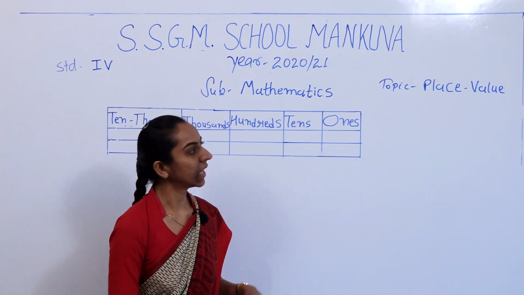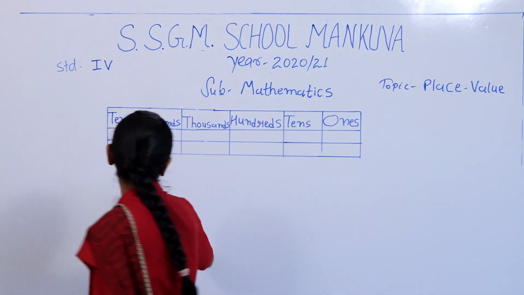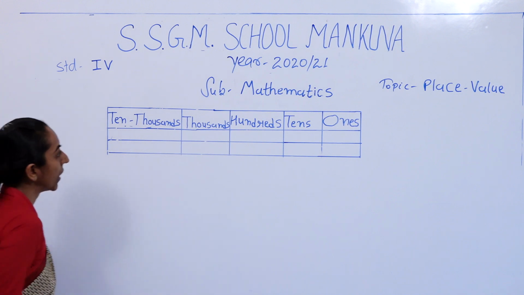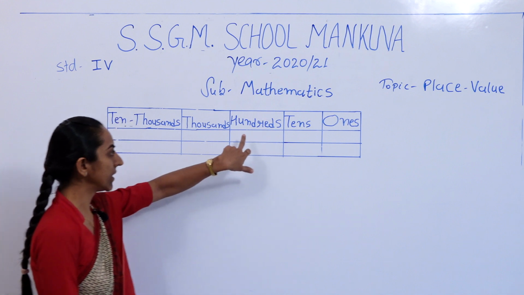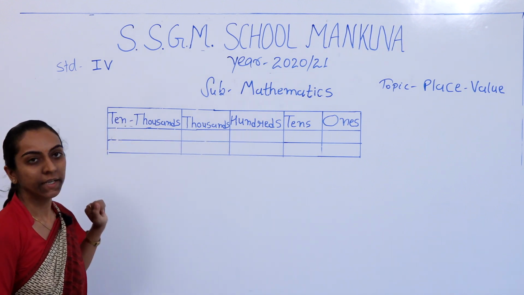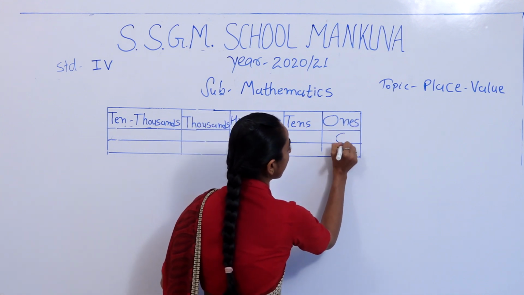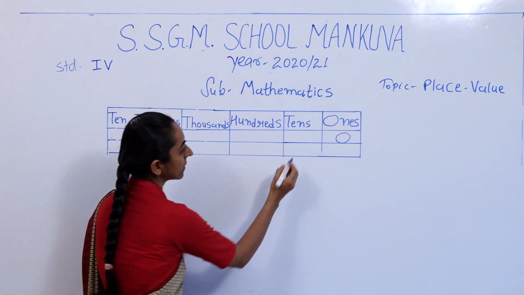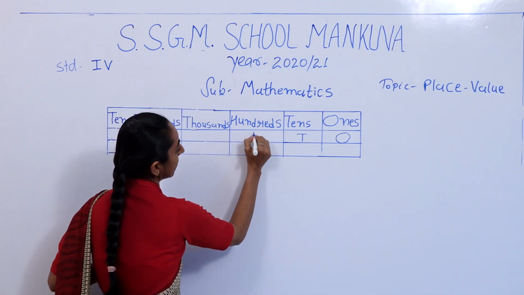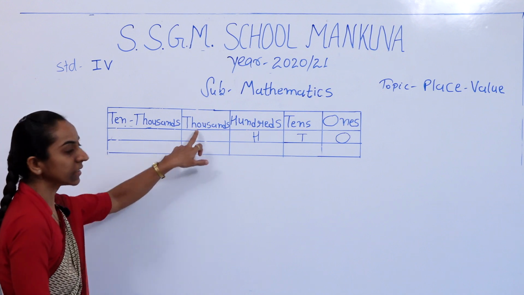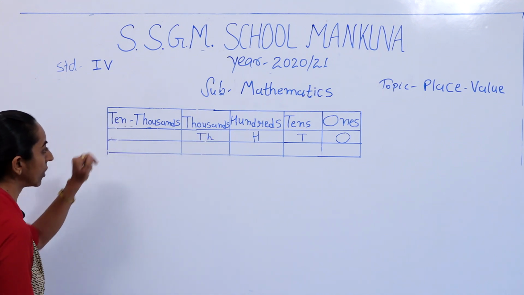Today we are continuing the next topic. The topic name is place value. You know that this is a place value chart: ones, tens, hundreds, thousands and 10,000s. First we write the short form: ones, tens, hundreds, short form is H, thousands and 10,000.